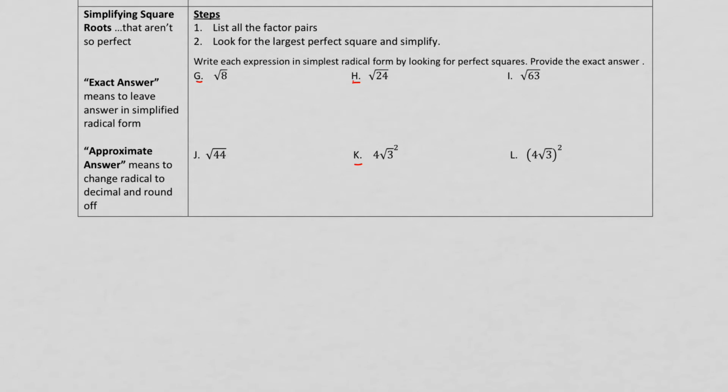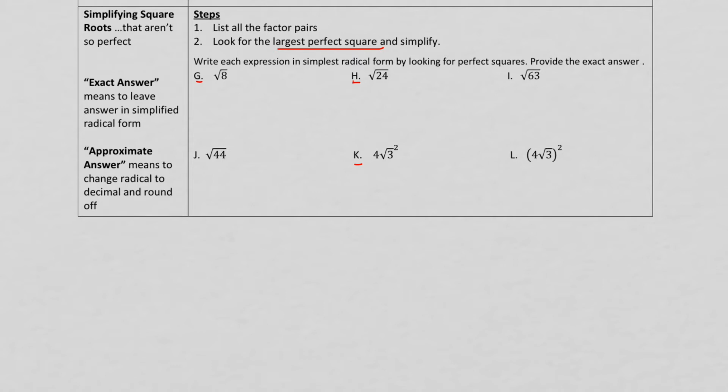So the main goal today, now we have the notes, is how do we simplify square roots that aren't perfect? To do that, we have two steps. Step one is list all the factor pairs. Remember that we always start with 1 times the number and go from there. Step two is going to be to look for the largest perfect square and then simplify, because we know what those are worth. So we'll do here 3 examples and check.